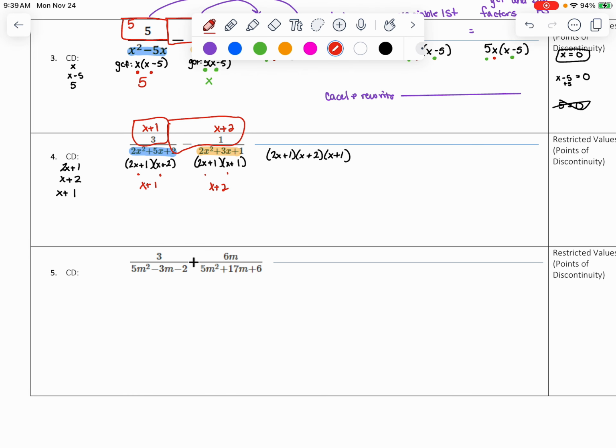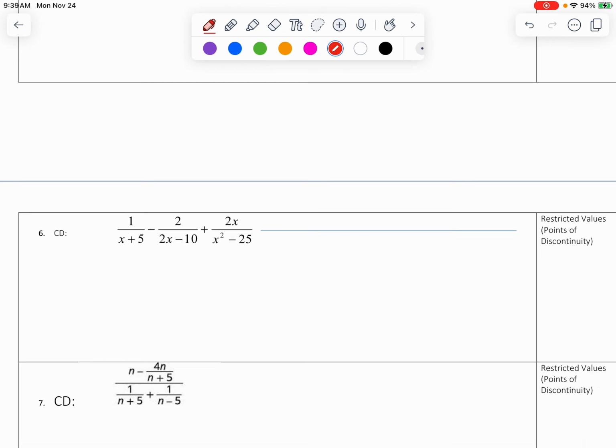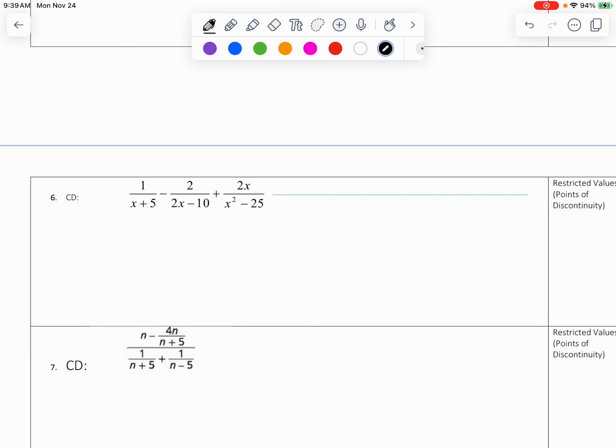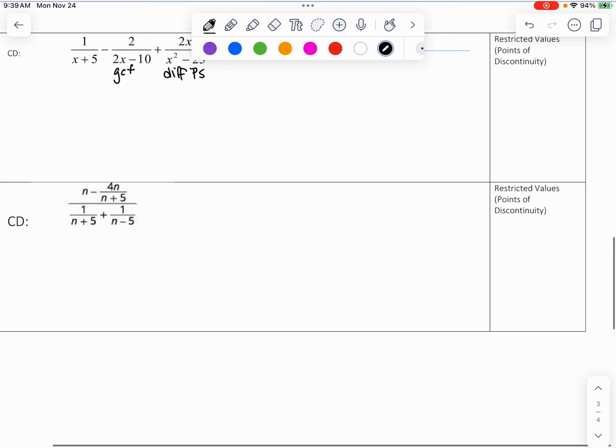I'm going to leave you all on your own on number 5. Hopefully I've given you enough to kind of get going. Those ones are pretty similar. Same thing with number 6. Please watch out. There is a GCF right here that kids don't see. And this one is difference of perfect squares when you factor it. And now for number 7 and number 8, I will at least get you started, okay?